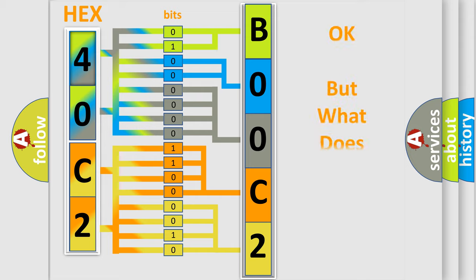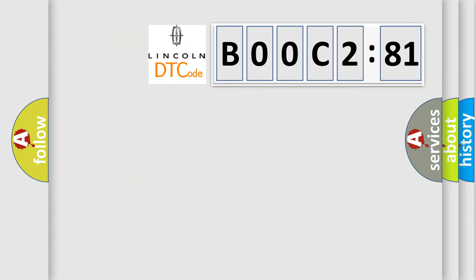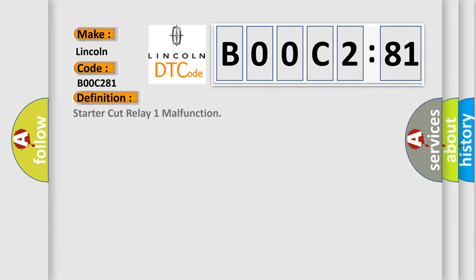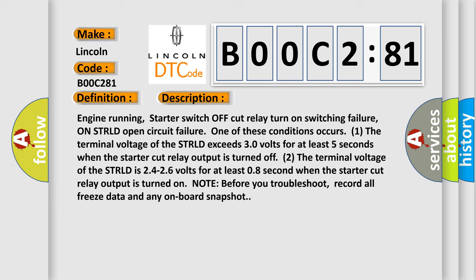The number itself does not make sense to us if we cannot assign information to what it actually expresses. So, what does the diagnostic trouble code B00C2-81 interpret specifically for Lincoln car manufacturers? The basic definition is starter cut relay 1 malfunction. And now this is a short description of this DTC code. Engine running, starter switch off, cut relay turn on switching failure, on STRLD open circuit failure.